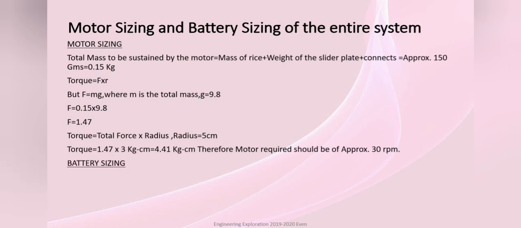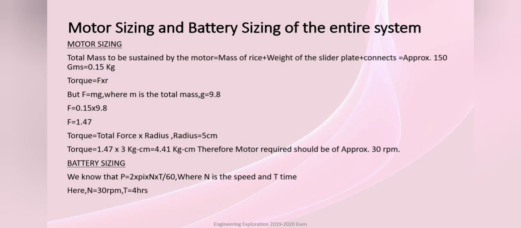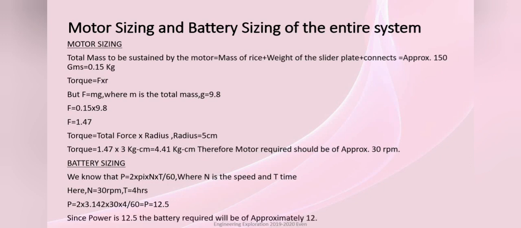Now coming to the battery sizing. We know the formula that power is equal to 2 pi nt by 60, where n is the speed and t is the time. Here we require a motor which runs at 30 rpm speed. Therefore, here n is equal to 30 rpm and it should sustain a minimum time of 4 hours. Therefore, t is equal to 4 hours. Substituting n and t in p is equal to 2 pi nt by 60, power we get as 12.5. Since power is 12.5, the battery required will be approximately 12.